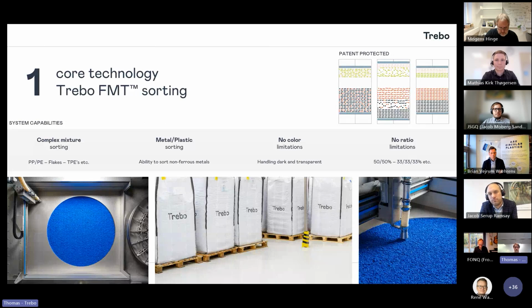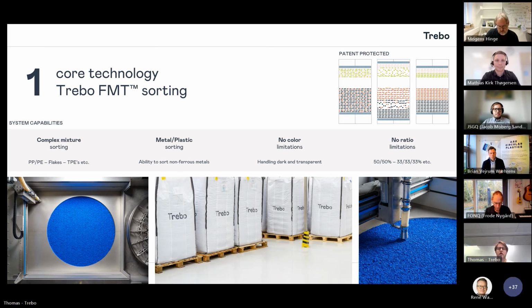The core of Trebo is our FMT sorting technology, which is a fluid mechanical technology. It can sort very complex mixtures of plastics, but also plastics and metals. The reason why it's unique is that we don't have any color limitations. We can handle dark, transparent and black materials, no problem. And we don't have any ratio limitations, so we can do a 50-50 ratio in the mixture, or other ratios.